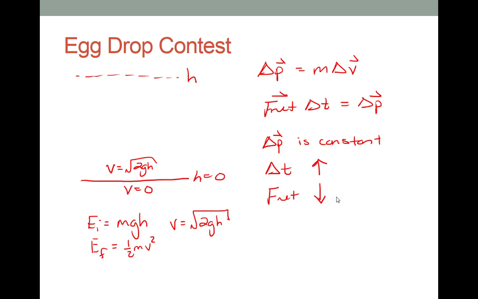In the next section, we're going to do a bunch of examples involving impulse and change in momentum.